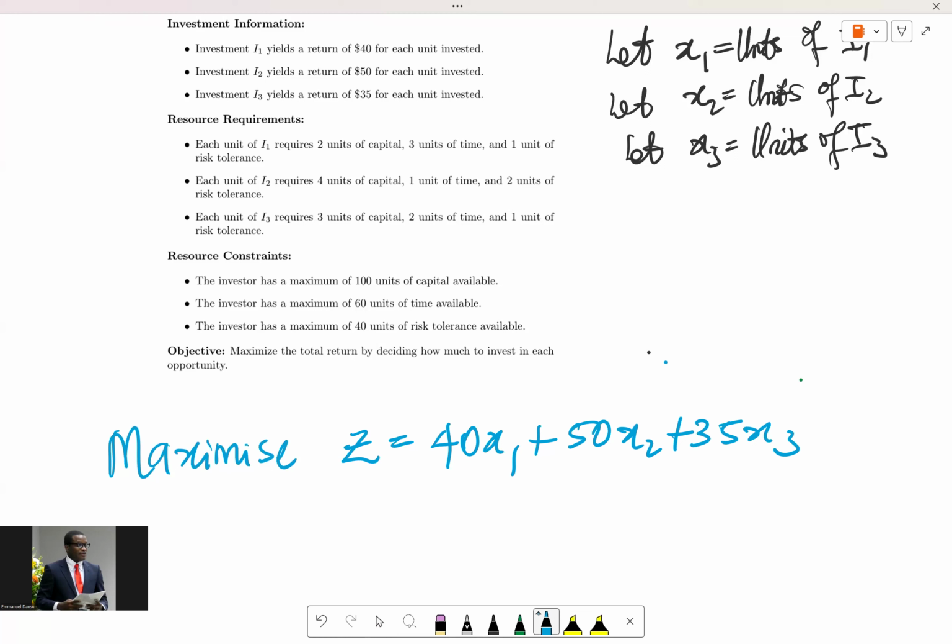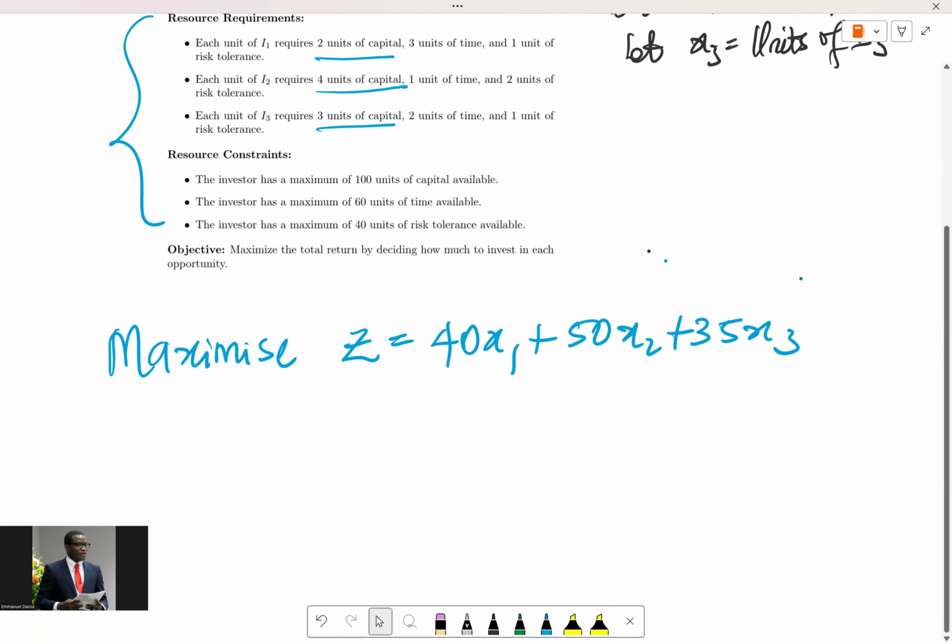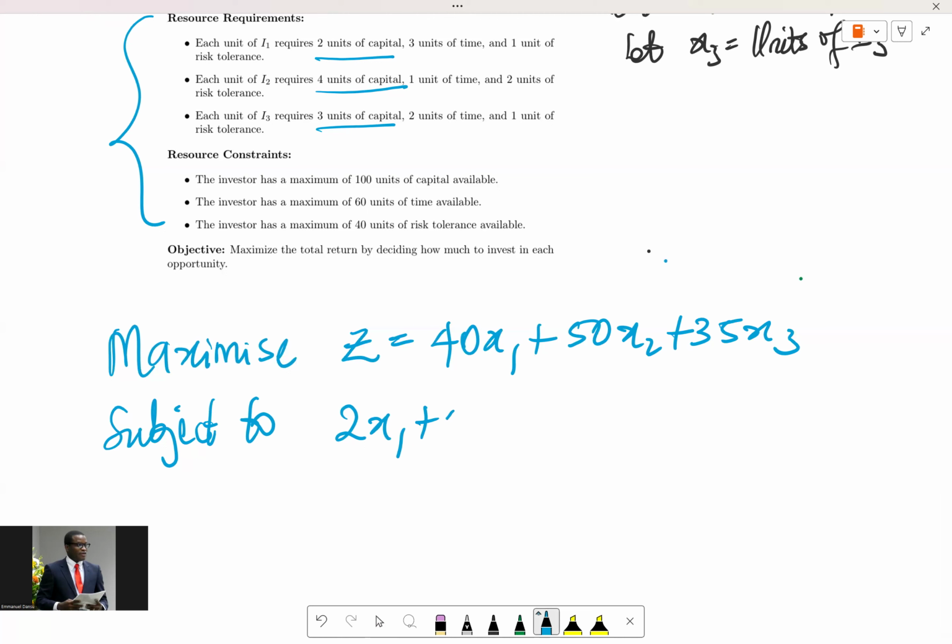And then for the constraints, we can put these two together to get the constraints, with the resource requirements and the resource constraints. So the 2 units of capital, 4 units of capital, 3 units of capital for investment opportunities 1, 2, 3 respectively. So now we are going to have, subject to, 2x1 plus 4x2 plus 3x3, and the maximum, that means less than or equal to 100. That's for capital.